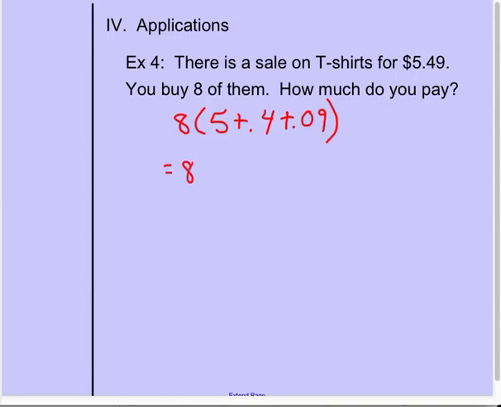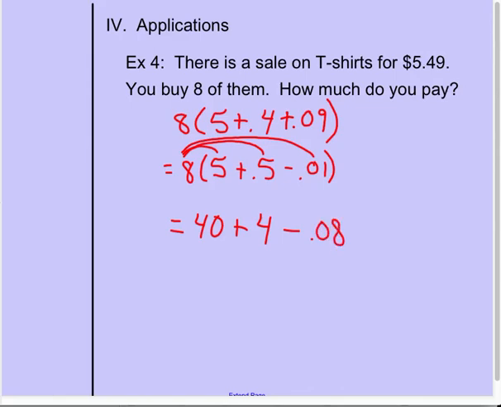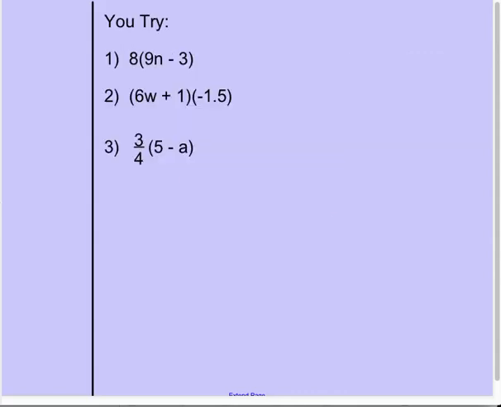So I'm going to change this to $5 plus 50 cents minus a penny, because $5.50 minus a penny is $5.49. So I'm going to use the second one for distributing. 8 times 5 is 40. 8 times 50 cents. If you have 50 cents and you have 8 groups of it, you have $4 minus 8 pennies, because a penny times 8 is 8 pennies. So I have $44 minus 8 cents is $43.92. And here are your You Try problems for tomorrow.